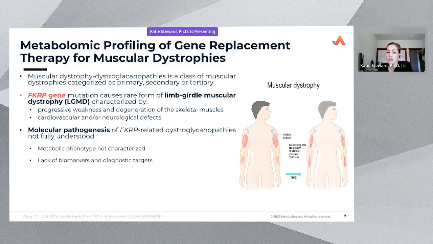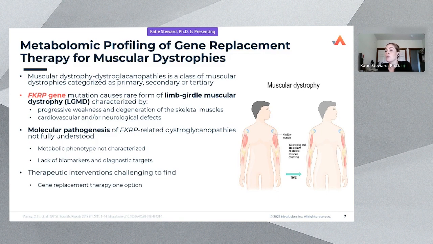The molecular pathogenesis of these dystroglycanopathies is not fully understood. The metabolic phenotype has not been characterized in the past, and there's really a lack of biomarkers and diagnostic targets as well for these. Therapeutic interventions are also really challenging to find.